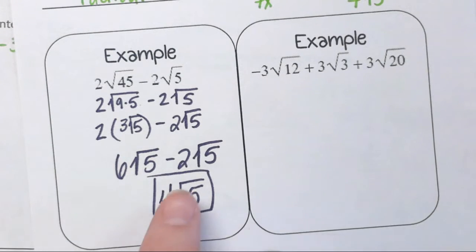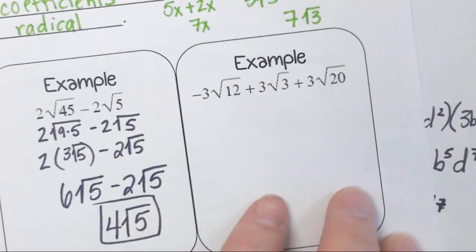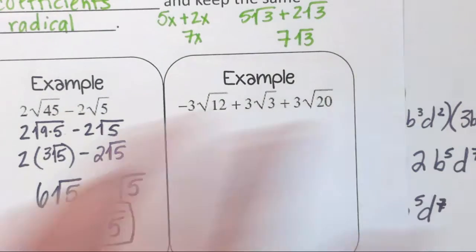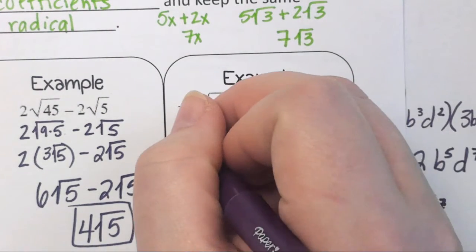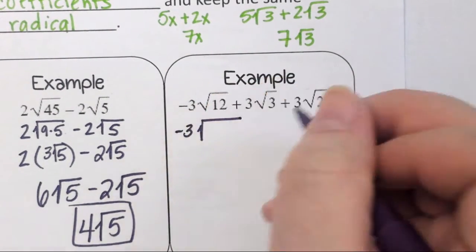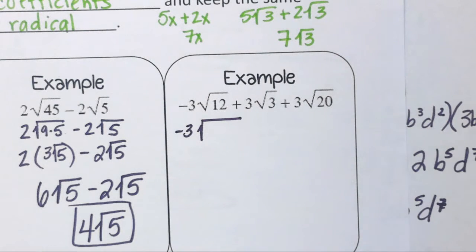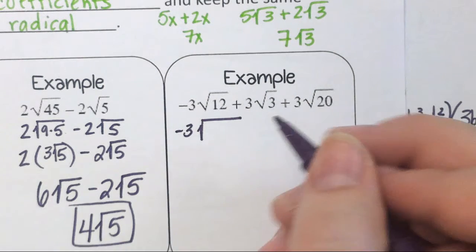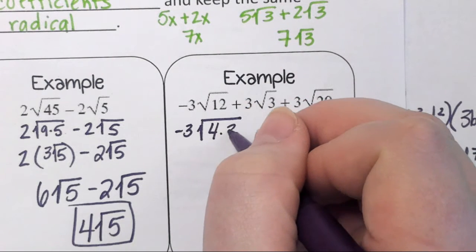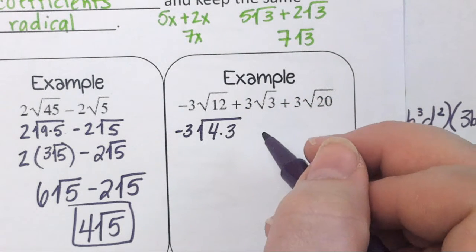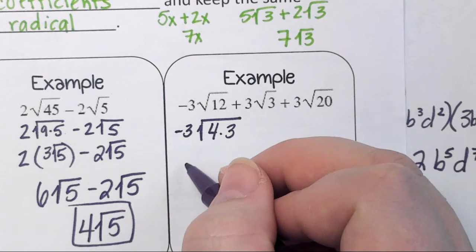Are there any questions about that? Okay, then let's go to the next one. I need help breaking down 12. What times what is 12? 6 times 2 is 12. Why is that not a good option? I need to do 4 and 3 because why? Which one's the perfect square? 4, okay. So what does that become?